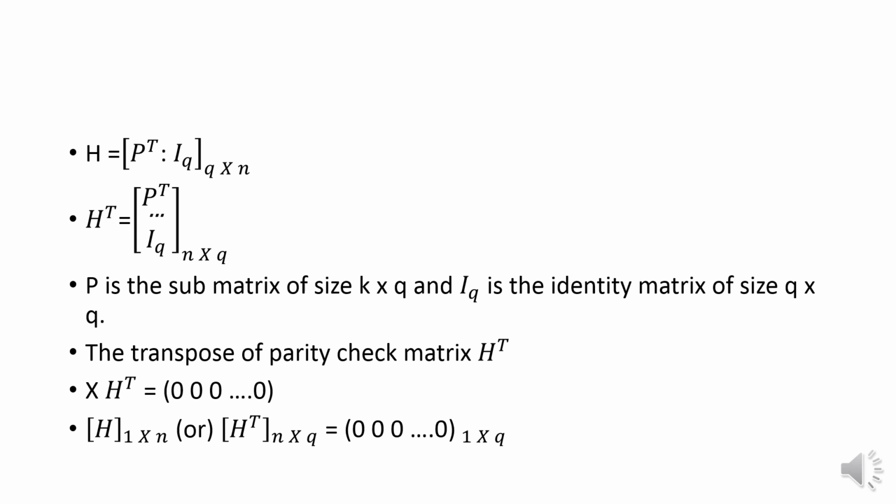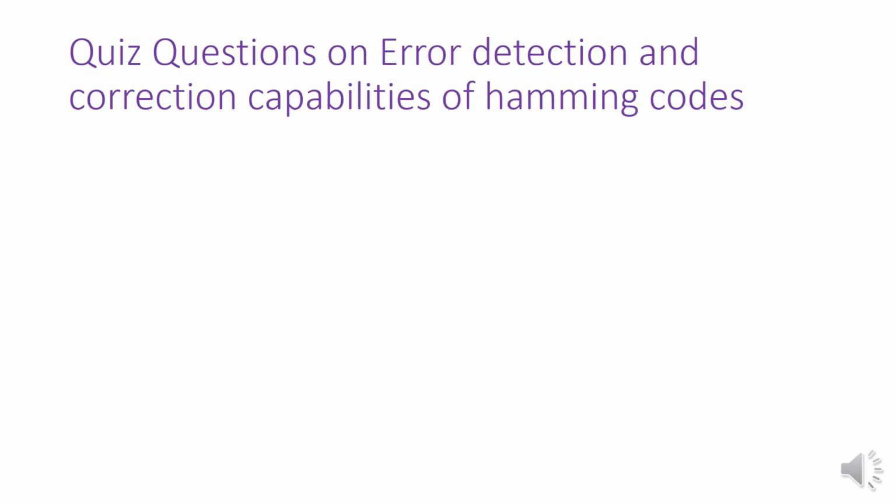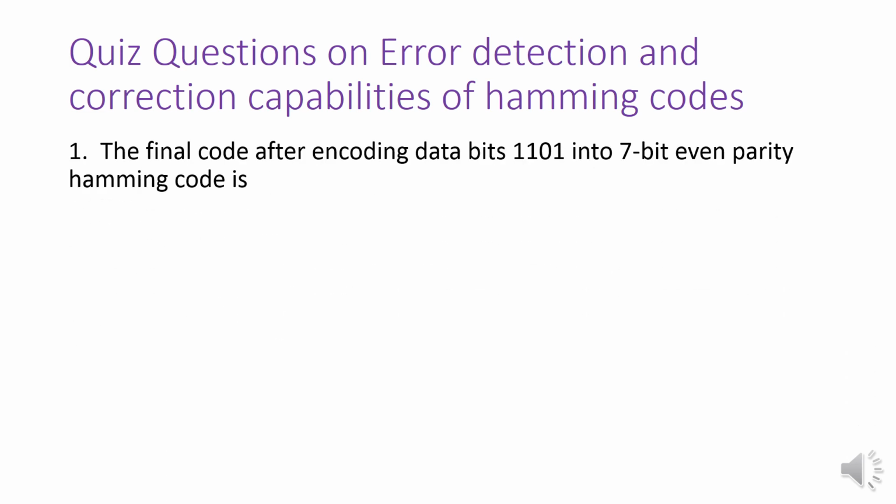The quiz question is based on error detection and correction capabilities of Hamming codes. Is the final code after encoding data bits 1101 into a 7-bit even parity Hamming code dash?